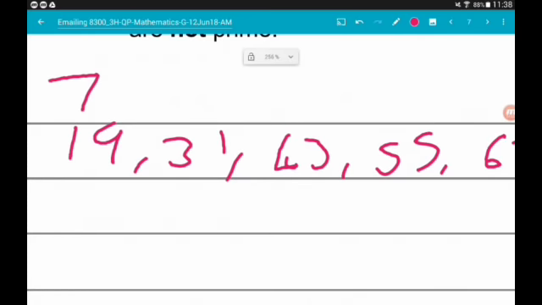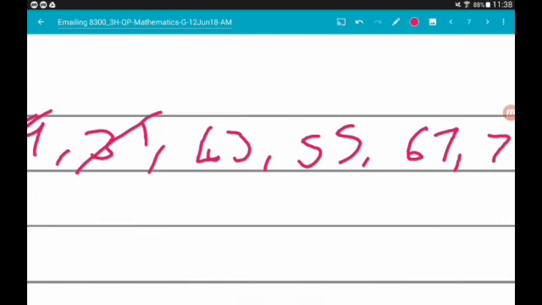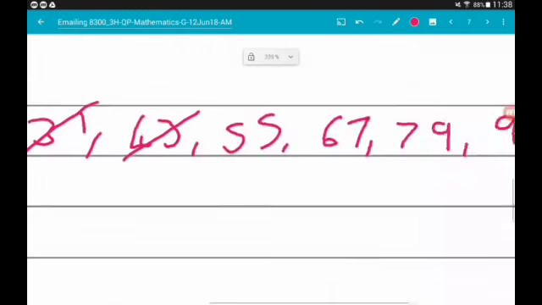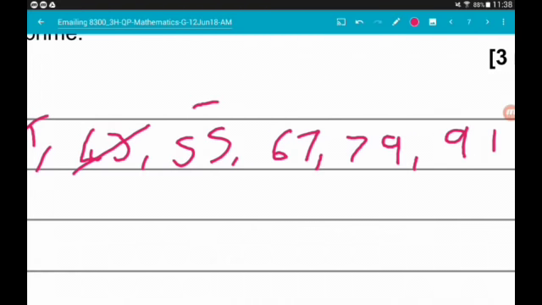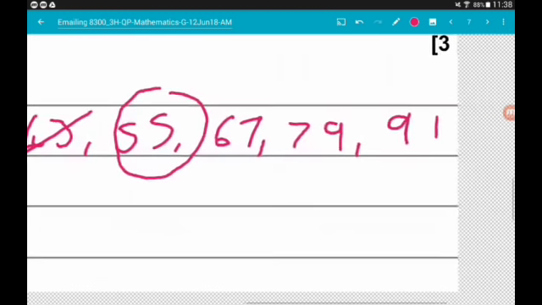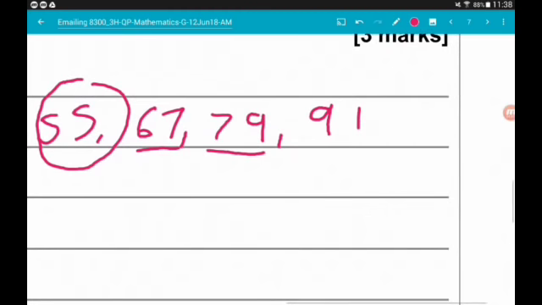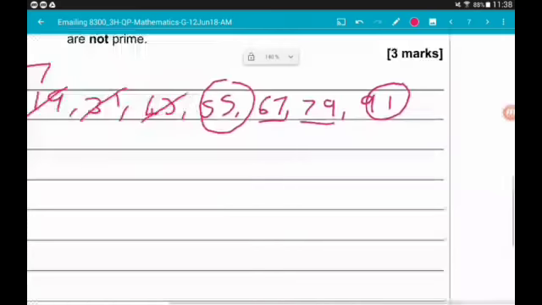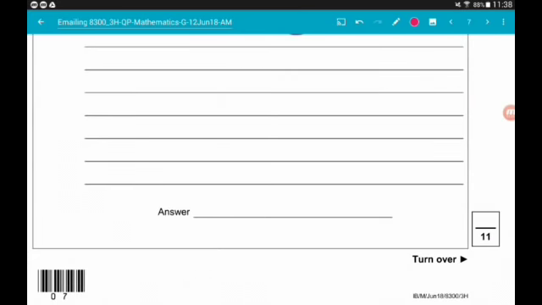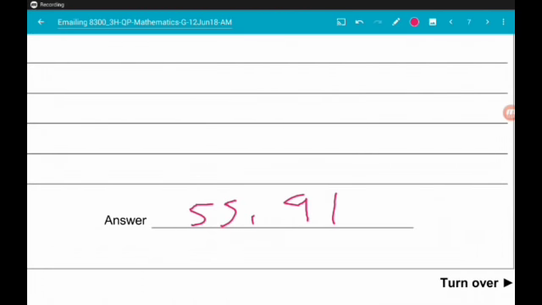So 19 is definitely prime, 31 is prime, 43 is prime, 55 is not prime. 5 goes into that. 67 is prime. 79 is prime. 91 is not prime. So the two numbers that we want are 55 and 91. You might be thinking here, well, hang on, how do you know 91 isn't a prime number?